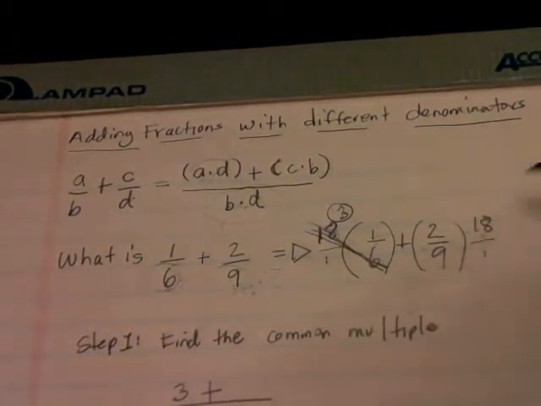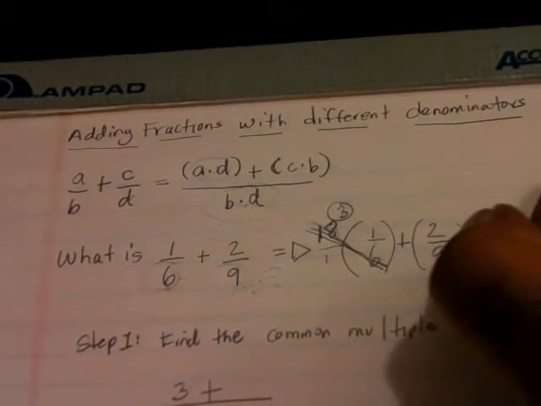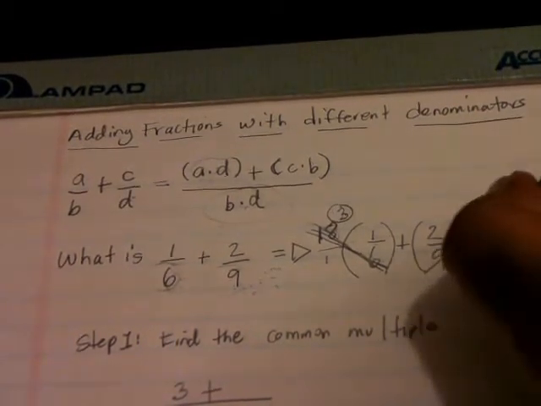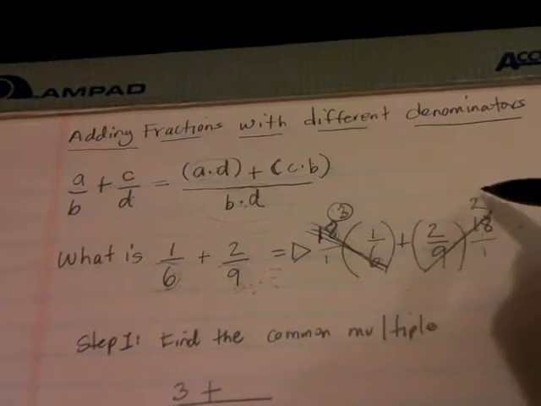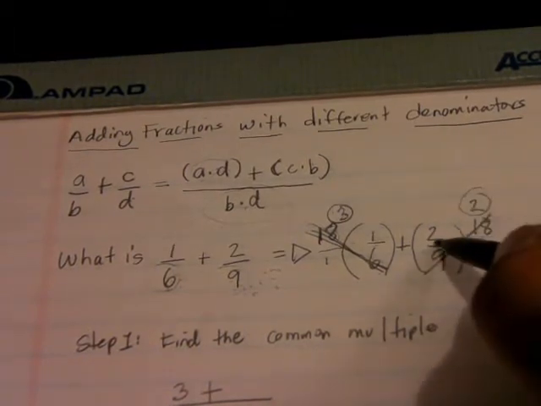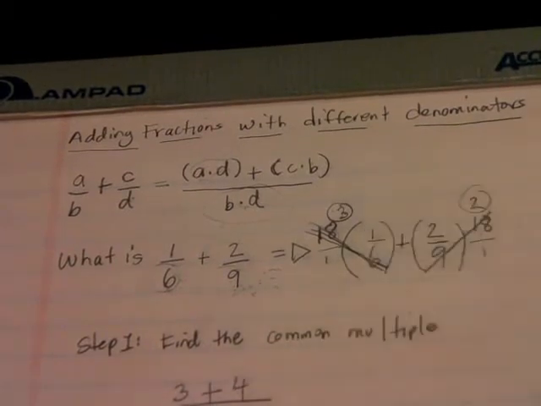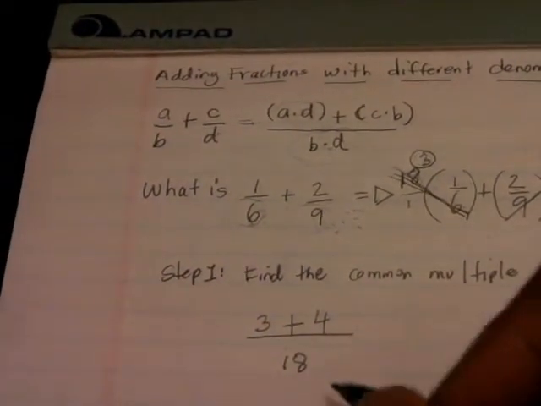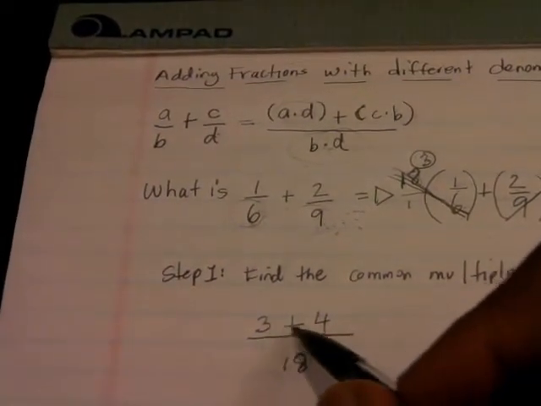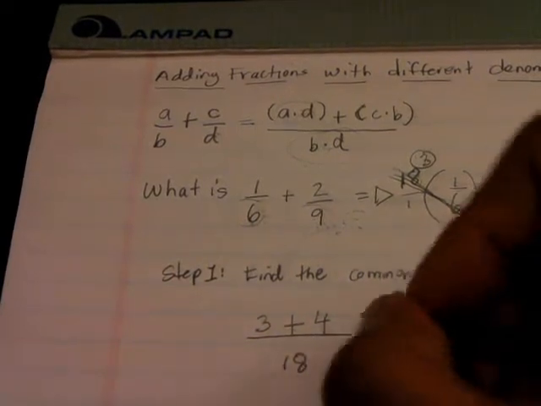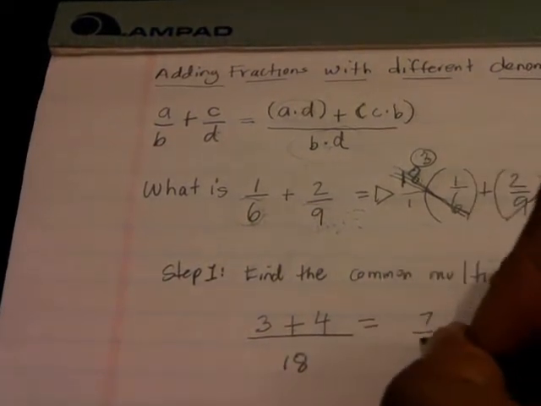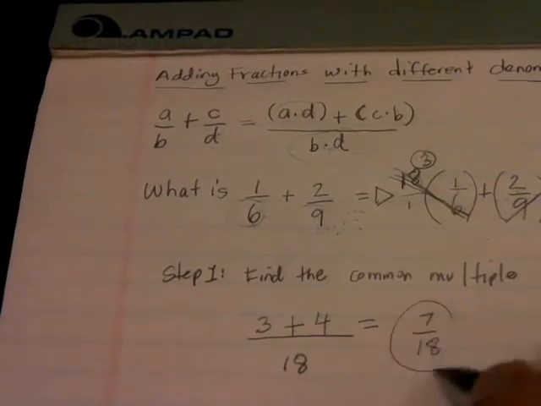How many times will 9 go into 18? Twice. Cross this out, all right, and have 2 left over. And then the remaining 2 will be multiplied in this numerator. 2 times 2 is 4. So I have my 3 plus 4 over 18, and add that, you have 7 over 18.